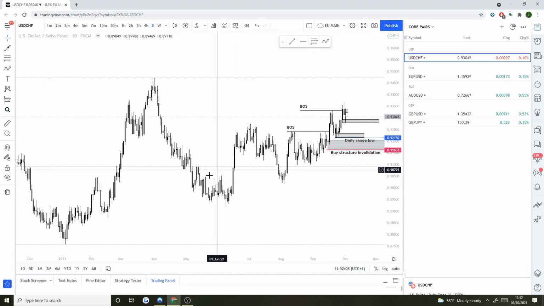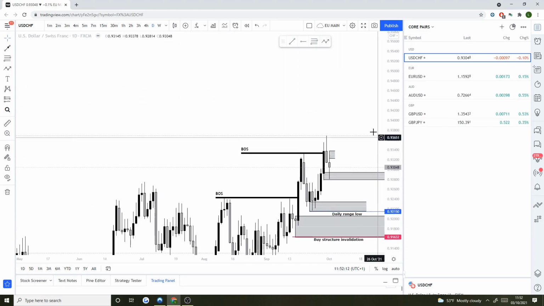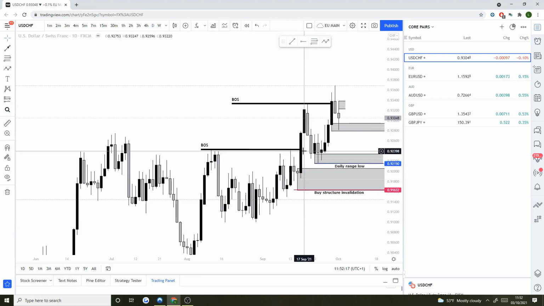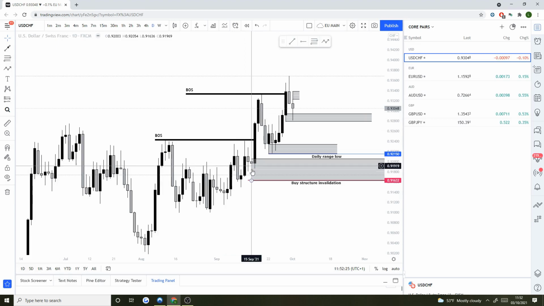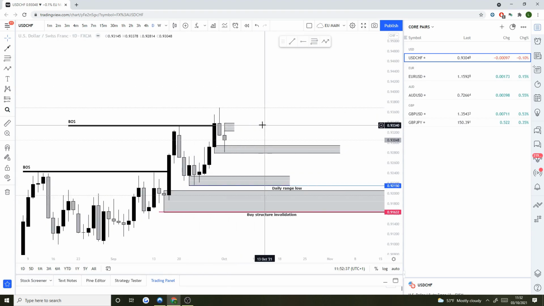So USD Chf, we can ignore most of this stuff that's over to the left here. What's really important is we've got this break of structure here, which did actually break from that point over there, but it broke here to the high, and that was caused by this candle here. And then we had a new high formed, and then in this week just gone, we've actually had another break of structure to the high with this candle here, which closed above this high here.